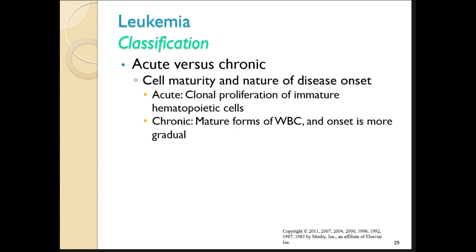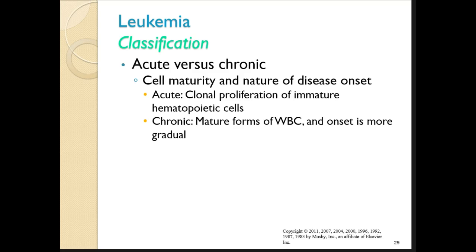The leukemia develops after malignant transformation of a single type of immature hematopoietic cell followed by cellular replication and expansion of that malignant clone. Chronic leukemia involves more mature forms of the white blood cell, and the disease onset is more gradual.